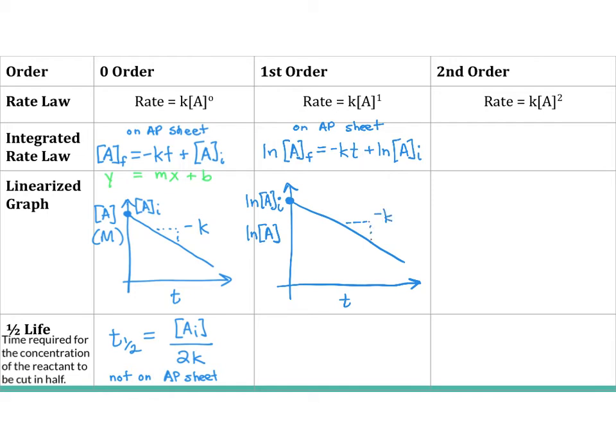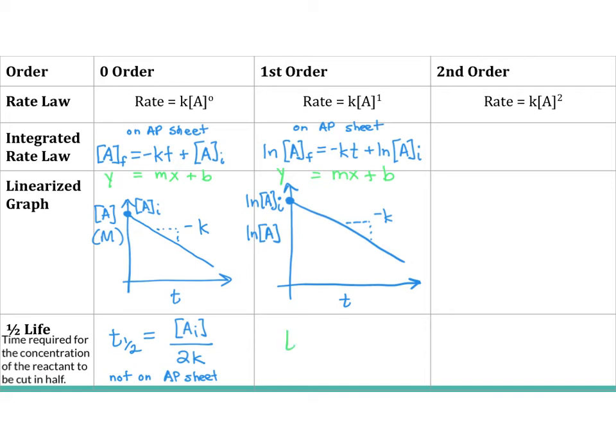And you can really figure that out by looking at the equation. Again, on the y-axis we have ln of A equals mx, so the slope is negative k, time is on the x-axis, plus b, so the y-intercept is equal to the natural logarithm of the initial concentration of A.